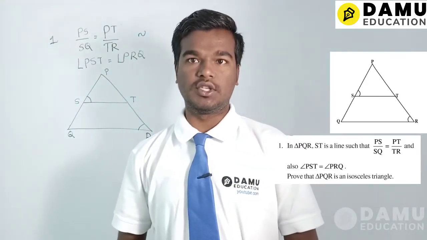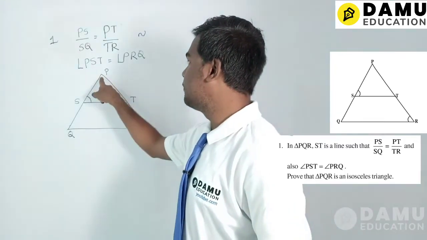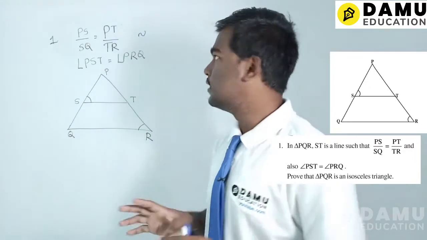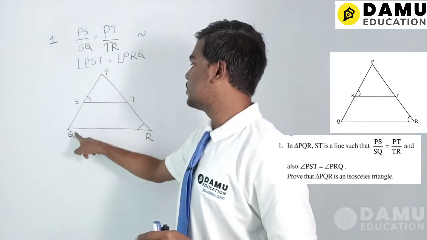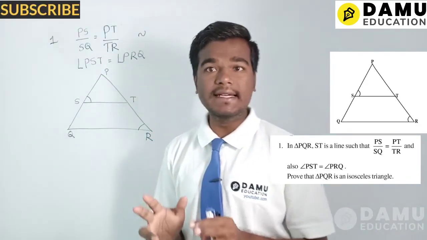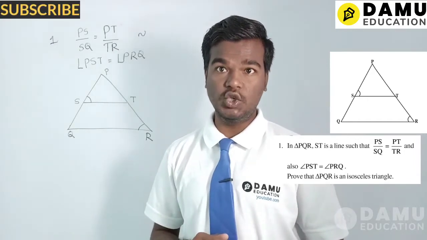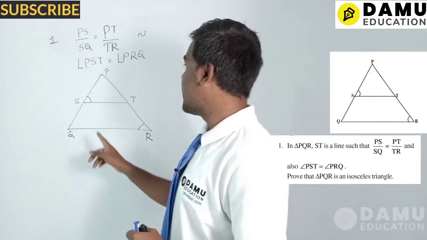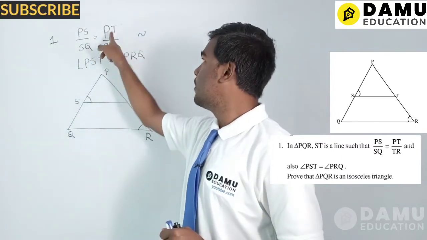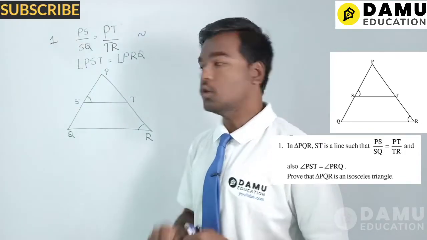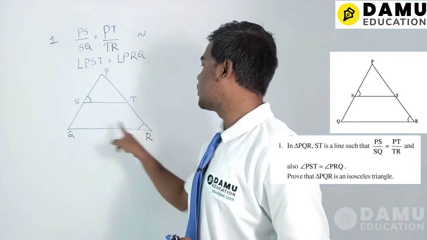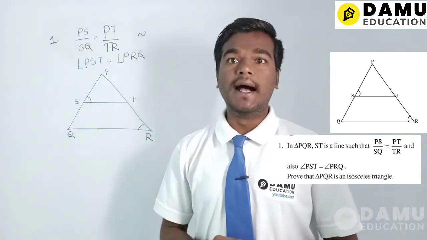So, what is our first question? In triangle PQR, they are given PS by SQ equal to PT by TR. The two sides are divided in equal ratios, in such a way that ST is a line, then PS by SQ equals PT by TR. Also, angle PST will be equal to angle PRQ. So, they are given two angles are equal.